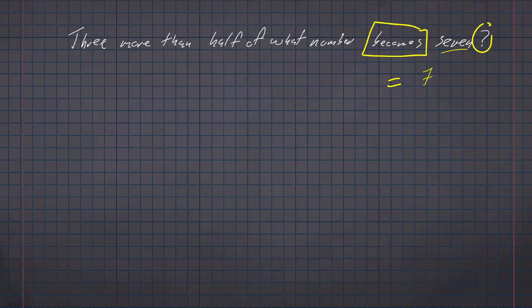The left-hand side is a little bit more complicated. We've got our "what number," we'll call that x, but we don't want just what number, we want half of that number. So that's 1/2 times x. And even that's not enough, because what we really want is 3 more than half of that number. So after we take half of the number, we need to add 3.